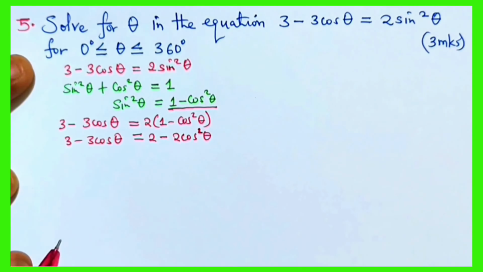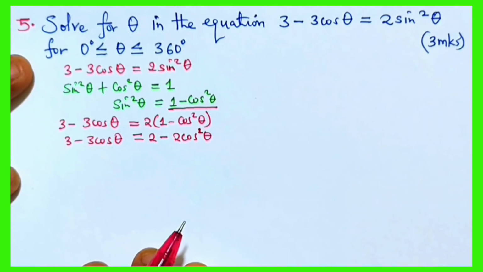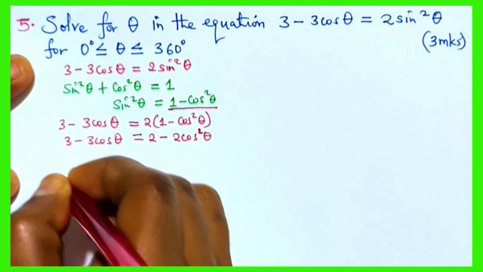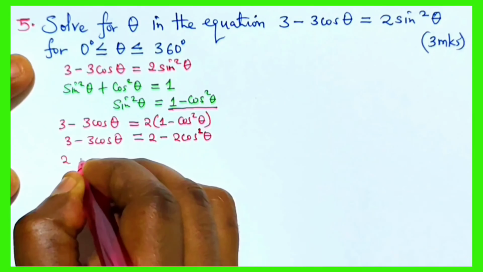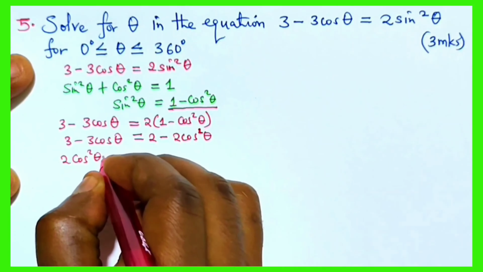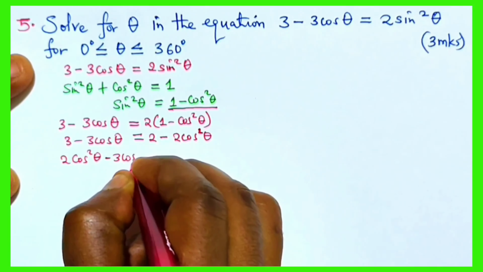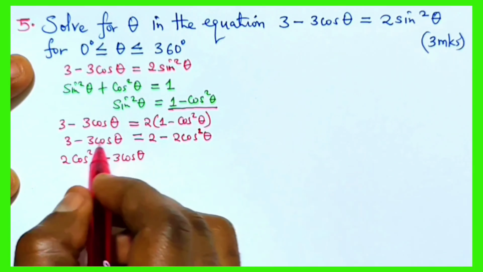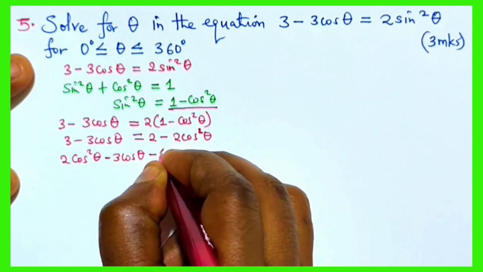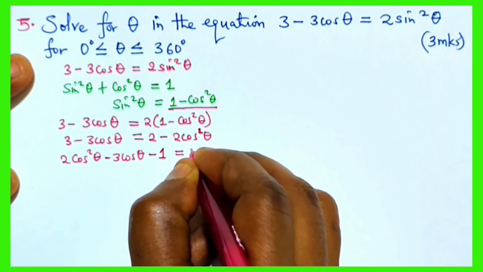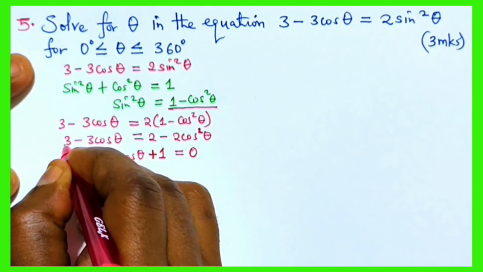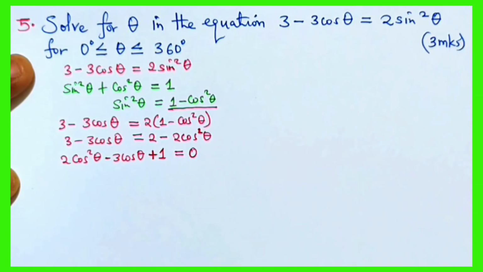And then we put like terms together as we also arrange the equation. If I take 2 cos squared theta to the other side of the equal sign, I'll have 2 cos squared theta, and then it will meet minus 3 cos theta, and then there's 3 to subtract 2, which will be plus 1, equal to 0. Because this is positive 3, which will meet negative 2.